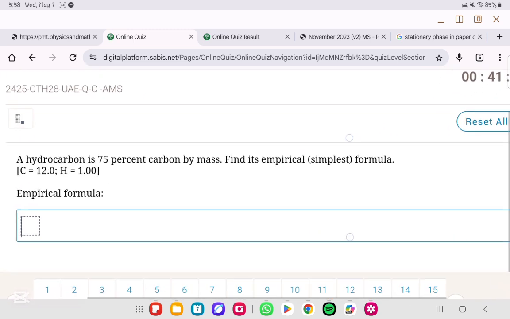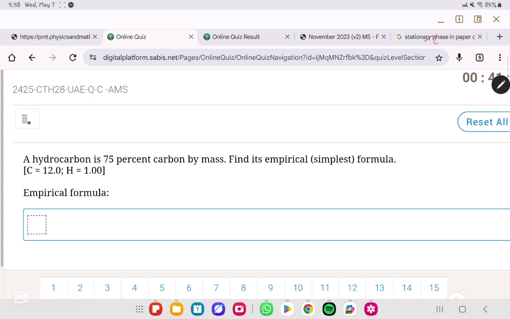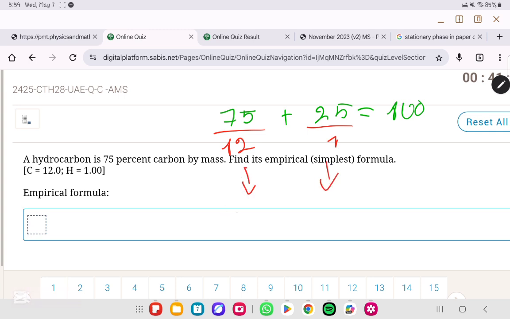Hydrocarbon is 75% carbon by mass. So 75% carbon, that means 75 over 100. So just take it as 75 grams, let's say, plus 25 grams is going to give us the total mass of the hydrocarbon, which let us say is 100, okay? Now you're going to divide each one by their molar masses to get the number of moles. So this is going to be 75 over 12, which is 6.25 moles, and 25 moles.